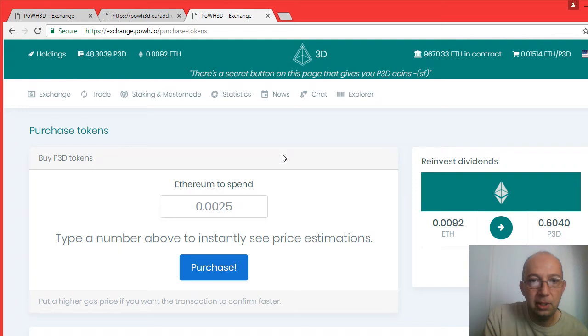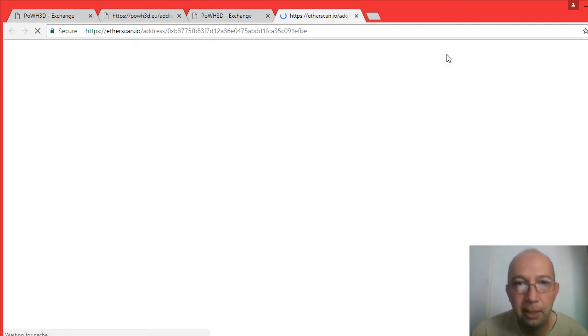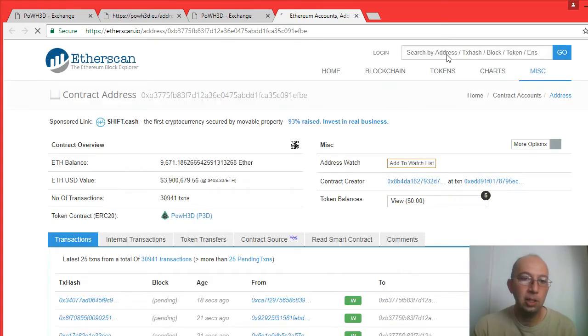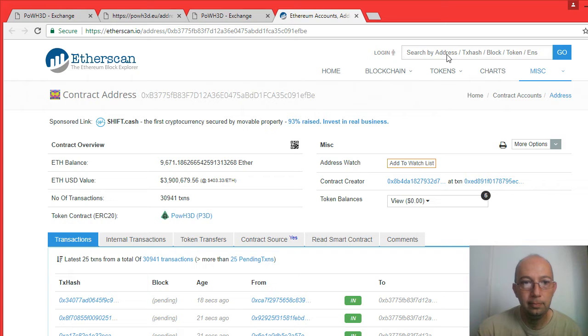Let's take a look at some of the other sides of it here. Here we went back to the trading page, which is where it says exchange. And up here where it says the total amount in the contract, we're just going to click on that. And it's going to take us over to the contract address right on Etherscan. Now, it looks like, wow, we're up to almost $4 million in here. And this is the balance, almost 10,000 Ether.